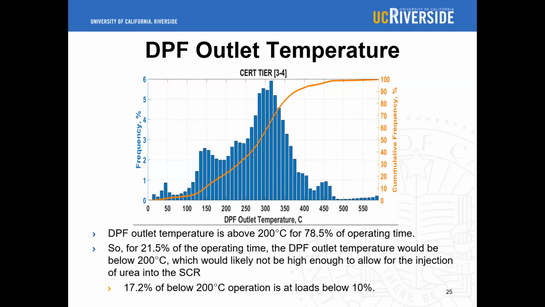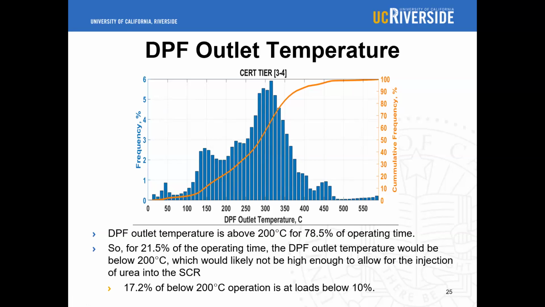And what you can see is that at around 200 degrees, which is about the time when the SCR begins to light off and the urea begins to be injected, we do have about 80% of the activity above that level, but we also correspondingly have about 20% of the activity that is below that level. So again, that's an important consideration as you go through and look at developing aftertreatment control strategies and understanding how effective those will be when they are implemented in use.